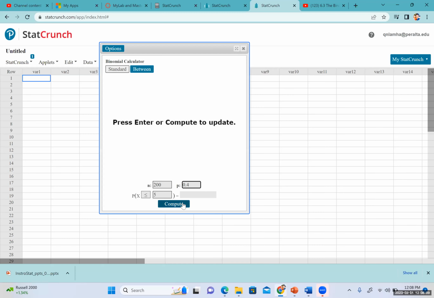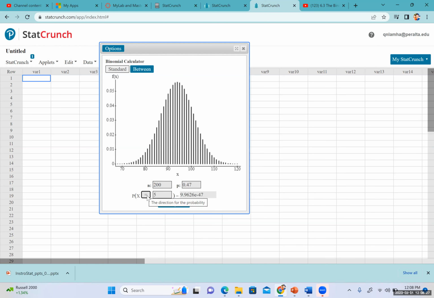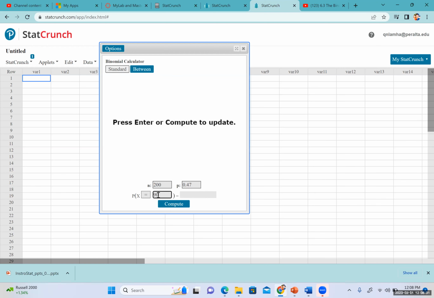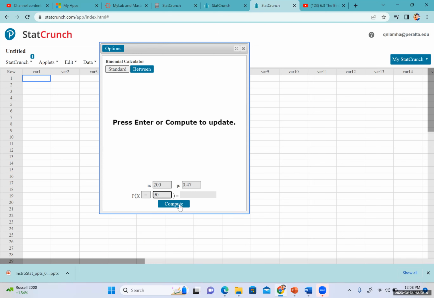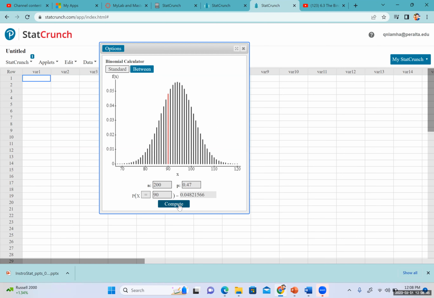So I have changed this to be equal to, not an inequality, because right now we say exactly. So you must make it equal to 90. Let me check. Yeah, I did everything correctly. All right, so compute. Here we go. The answer is 0.0482156. It's really awesome with StatCrunch that you just click and get it.